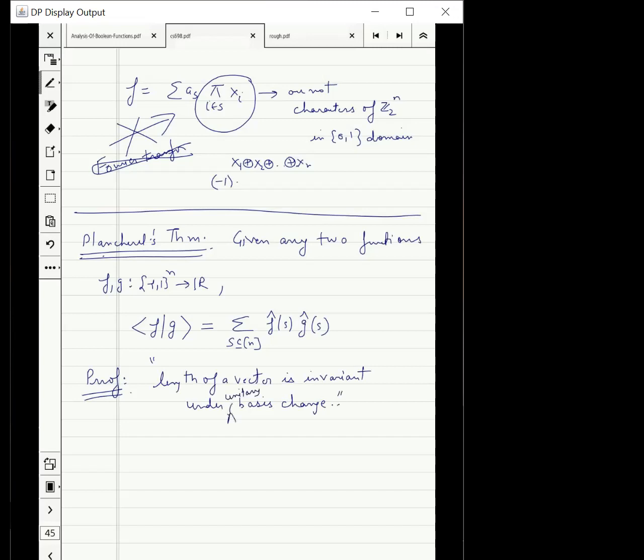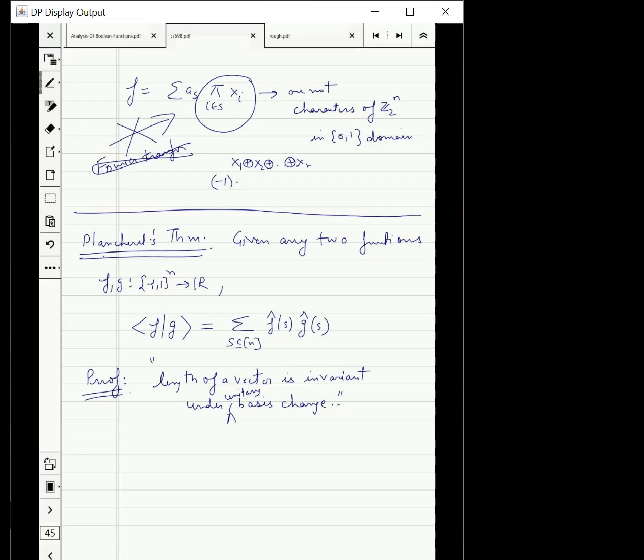What is a unitary basis change in R? It's kind of a rotation, right? So if I rotate my vectors, can that change the length of a vector? Yes, no? No, obviously no, right? So that is the idea.